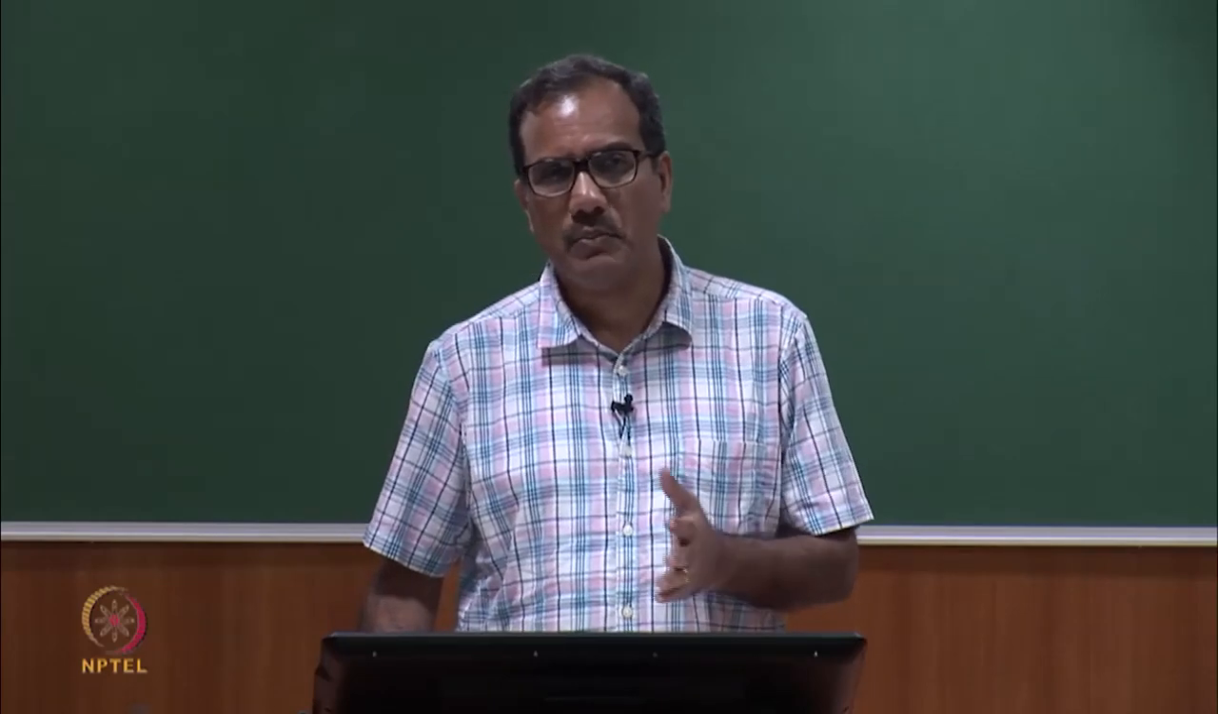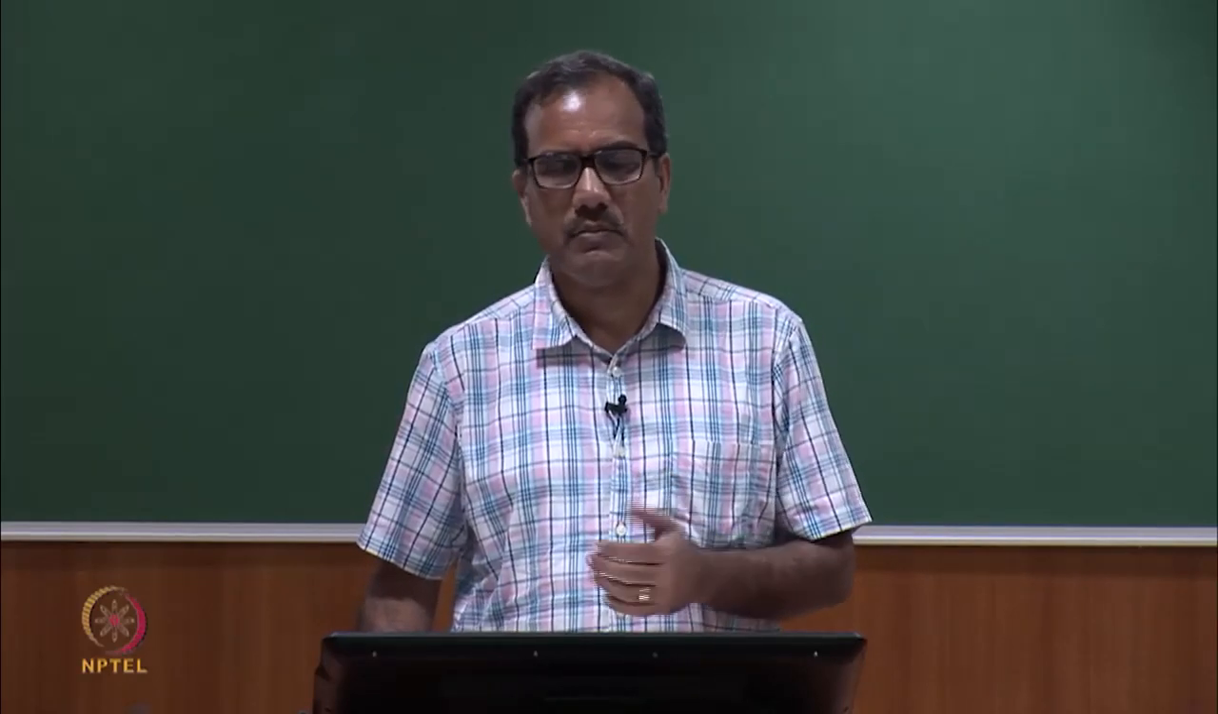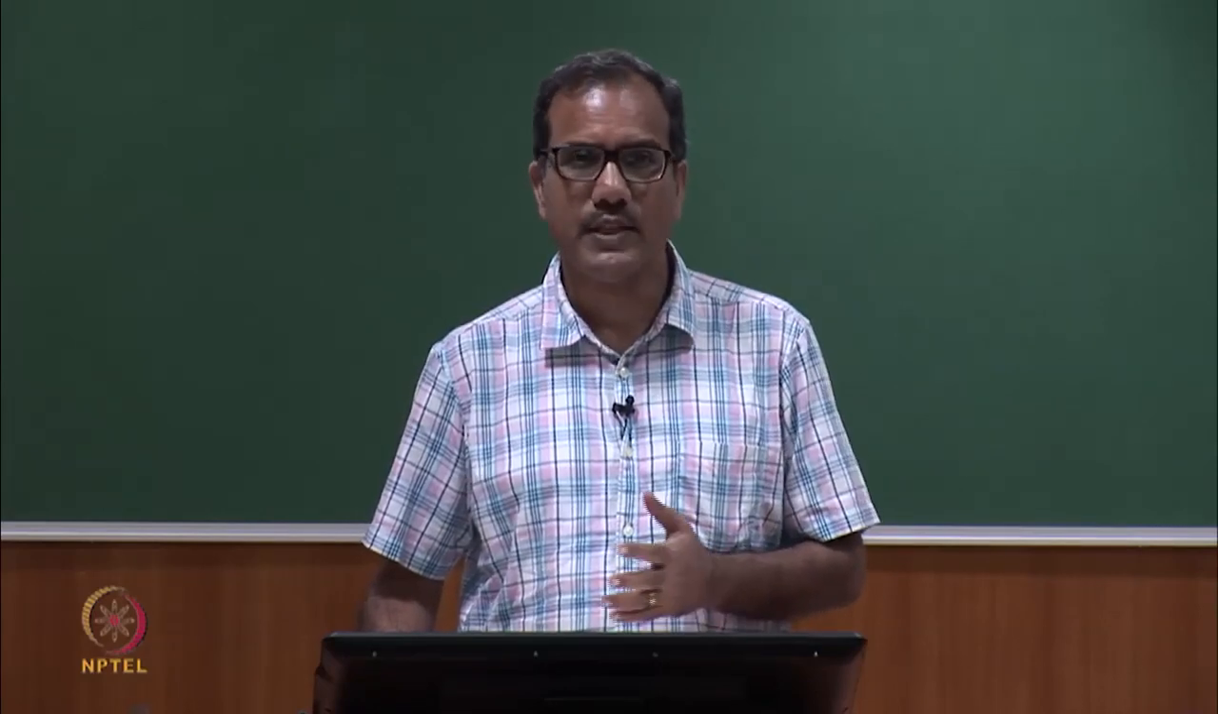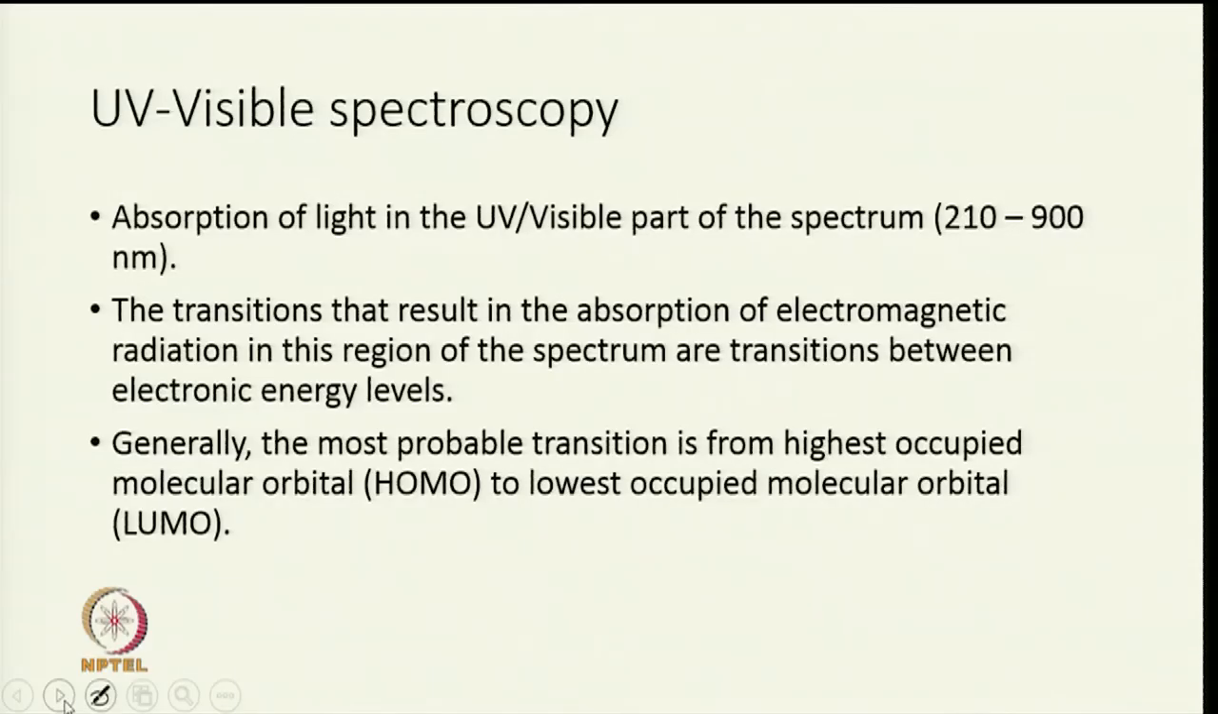The electronic spectroscopy of conjugated systems is generally known as UV visible spectroscopy. UV visible spectroscopy is quite often used in organic chemistry, inorganic chemistry, physical chemistry and biochemistry. In UV visible spectroscopy, we deal with absorption of light in the UV visible part of the spectrum, which basically extends from 210 nanometer to 900 nanometer.